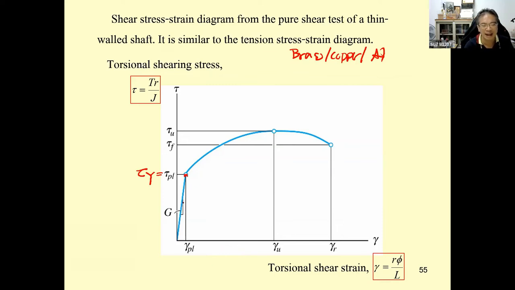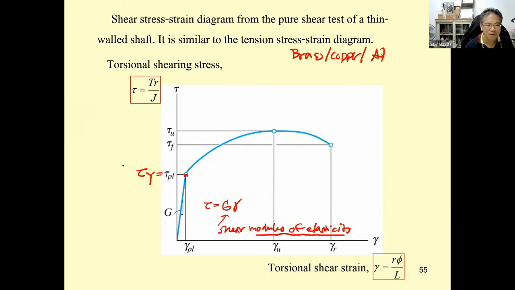During the linear elastic portion, tau equals the shear modulus of elasticity times gamma. This we call the shear modulus of elasticity. It represents the stiffness of the material in torsion. It is similar to the modulus of elasticity of the material in tension or in compression.